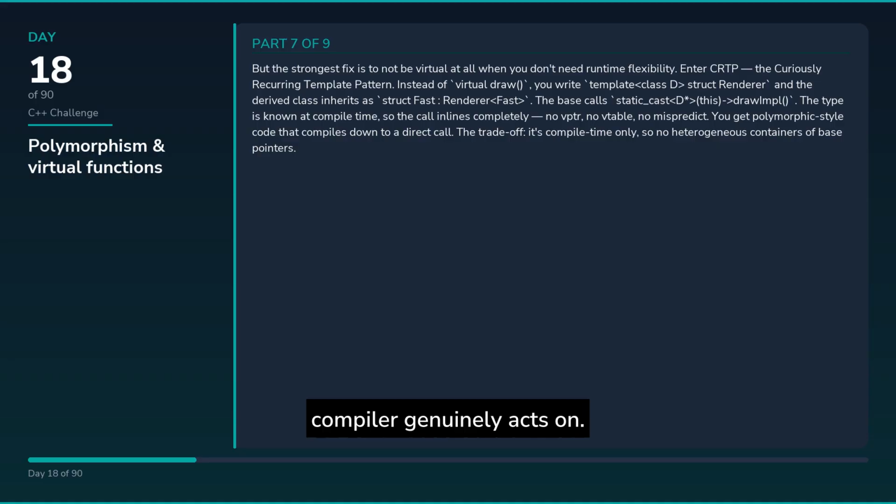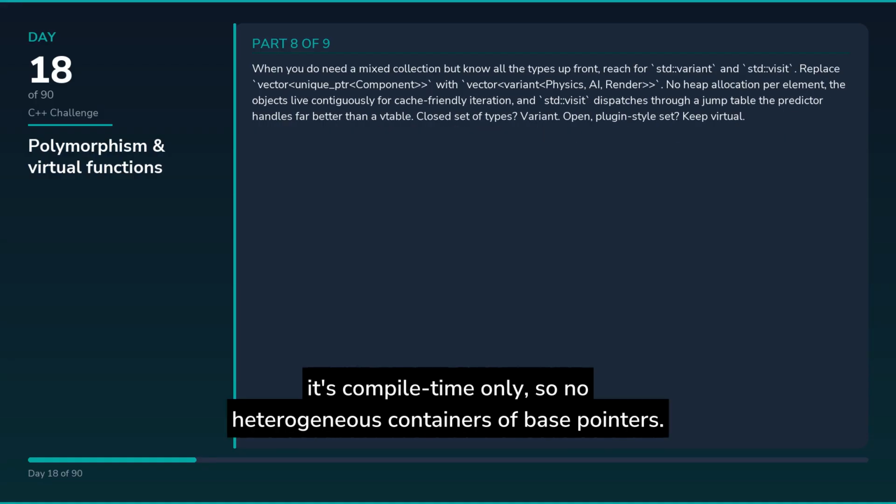When you do need a mixed collection but know all the types up front, reach for std::variant and std::visit. Replace vector<unique_ptr<Component>> with vector<variant<Physics, AI, Render>>. No heap allocation per element, the objects live contiguously for cache-friendly iteration, and std::visit dispatches through a jump table the predictor handles far better than a vtable. Closed set of types? Variant. Open, plugin style set? Keep virtual.